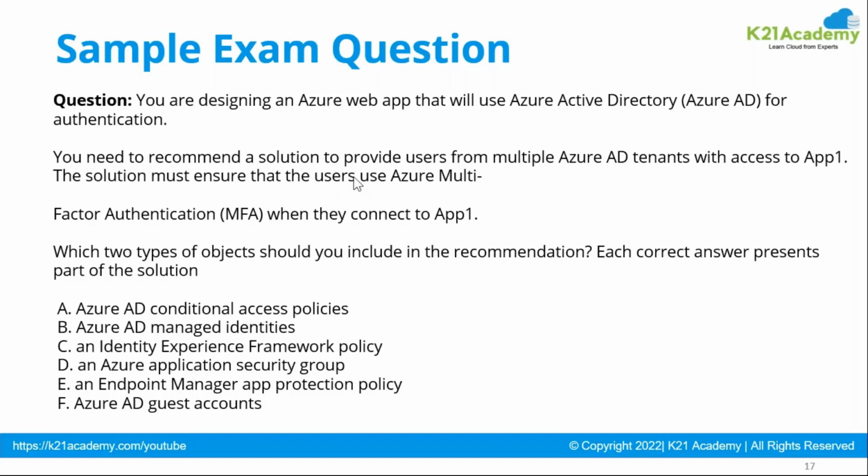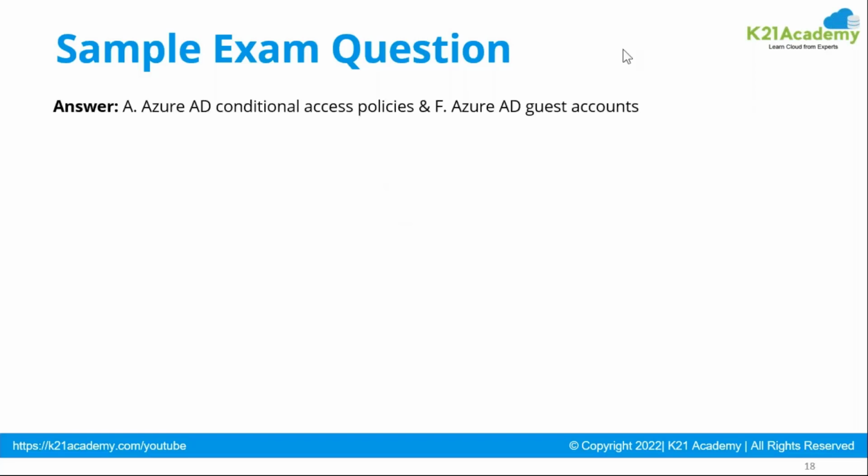Okay guys, let's see the explanation now. So the answer is A and F. Most of you are correct: Azure AD conditional access policy with Azure AD guest accounts. Absolutely, guys, because people are coming from another tenant. If you are allowing people from another tenant, there are two ways. Either you create a username and password as a guest user, or you send them an invitation so that they can accept it and become part of your tenant, right? So that's how F is coming in here.